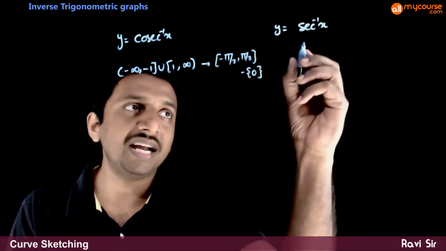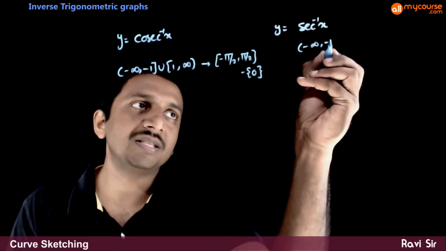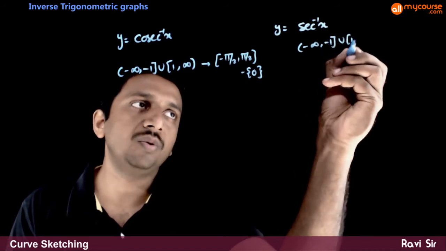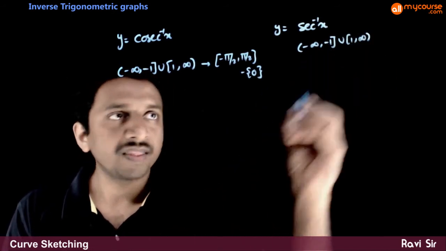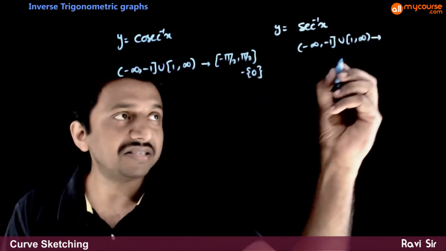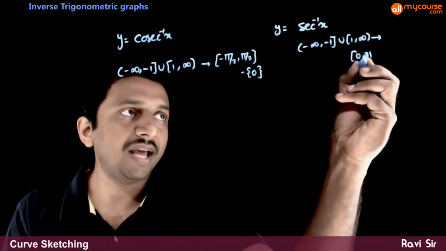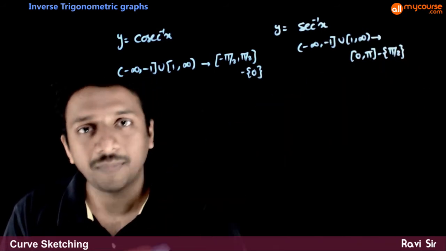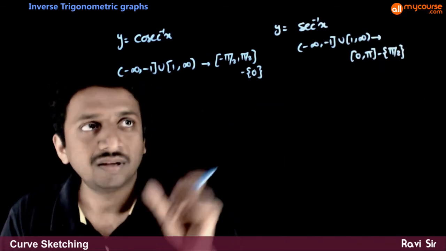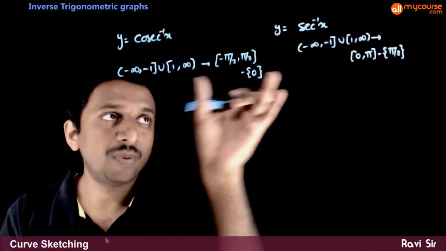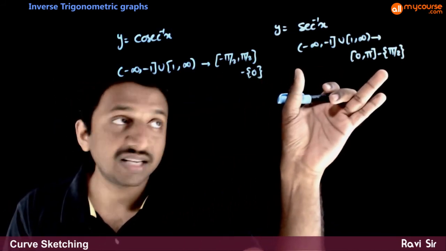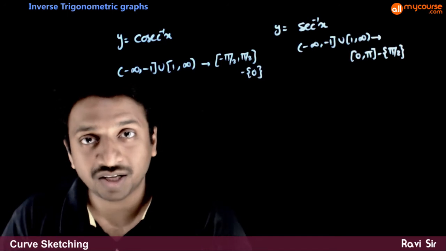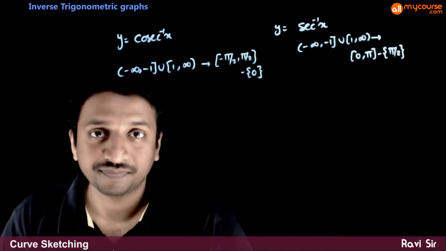And corresponding to secant inverse x, the domain is minus infinity to minus 1 union 1 to infinity. And the range is closed 0 to pi except pi by 2. So you have this as the domain and range for cosecant inverse x and this as domain and range of secant inverse x.